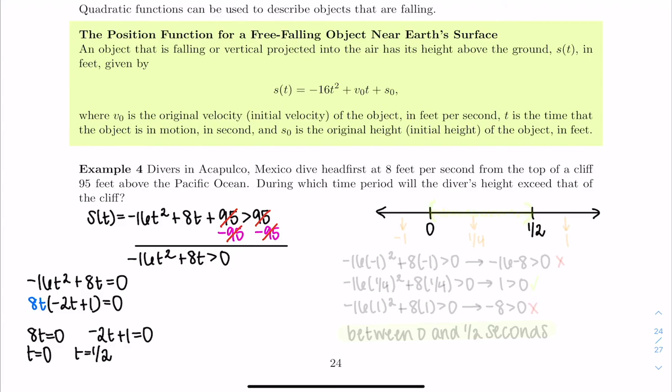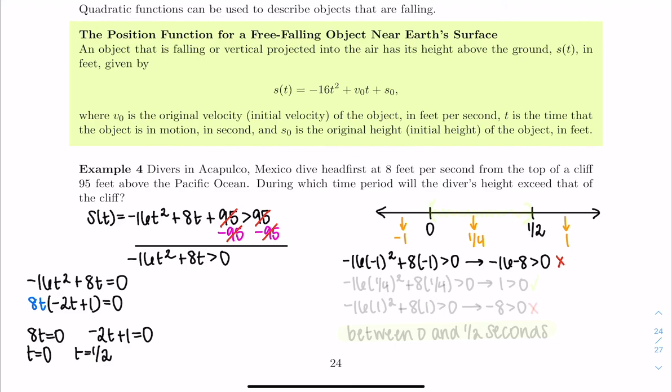And we need to pick our test points. So I'm going to pick negative 1. I'm going to pick 1/4. And I'm going to pick 1. So we got negative 16 times negative 1 squared plus 8 times negative 1 has to be greater than 0. But we end up getting negative 16 minus 8, which is definitely not greater than 0, so we aren't going to shade there.